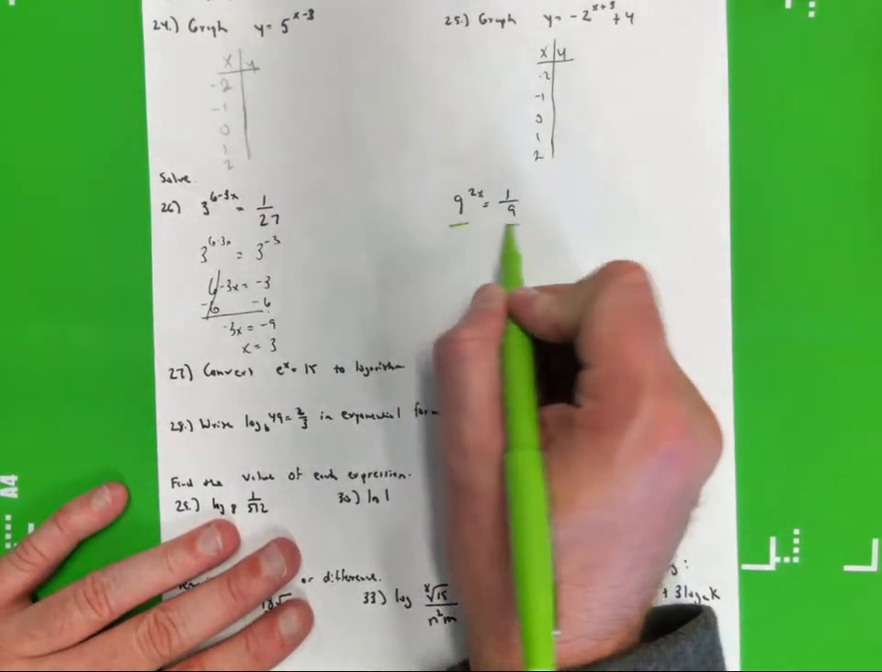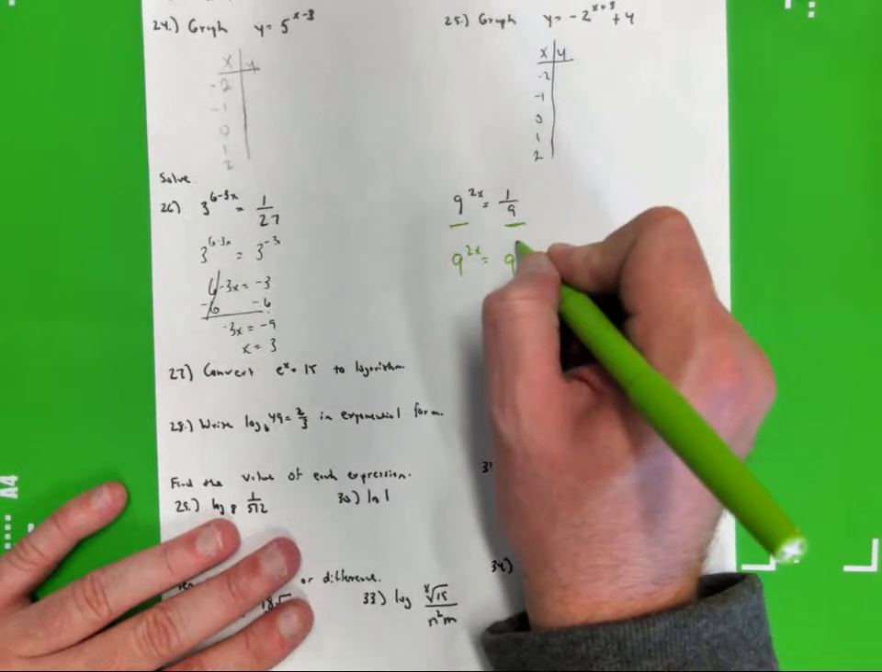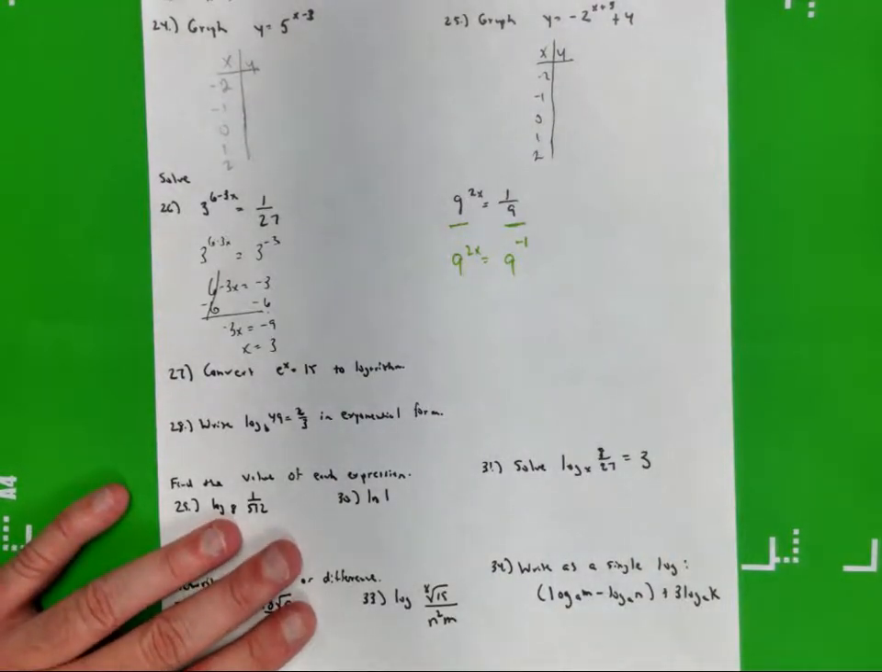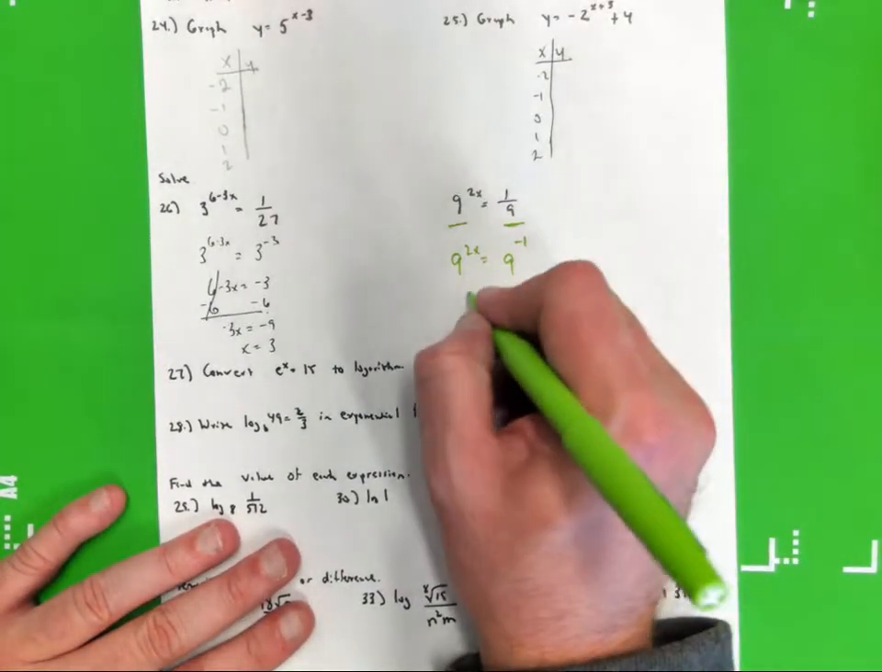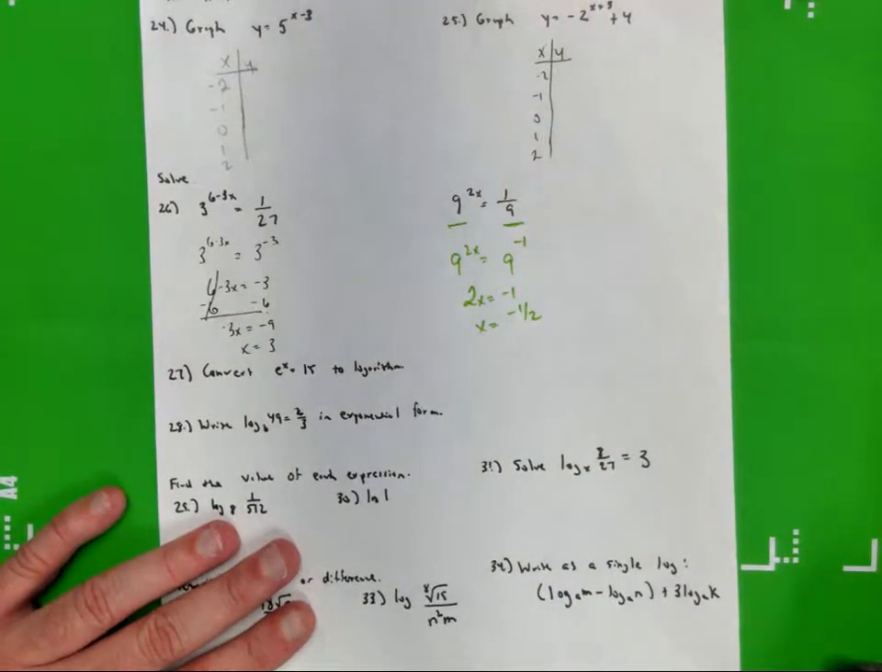Can I get these two to be the same base? I can rewrite this as 9 to the what? Negative 1. 9 to the negative 1. So 2x equals negative 1. X equals negative 1/2.